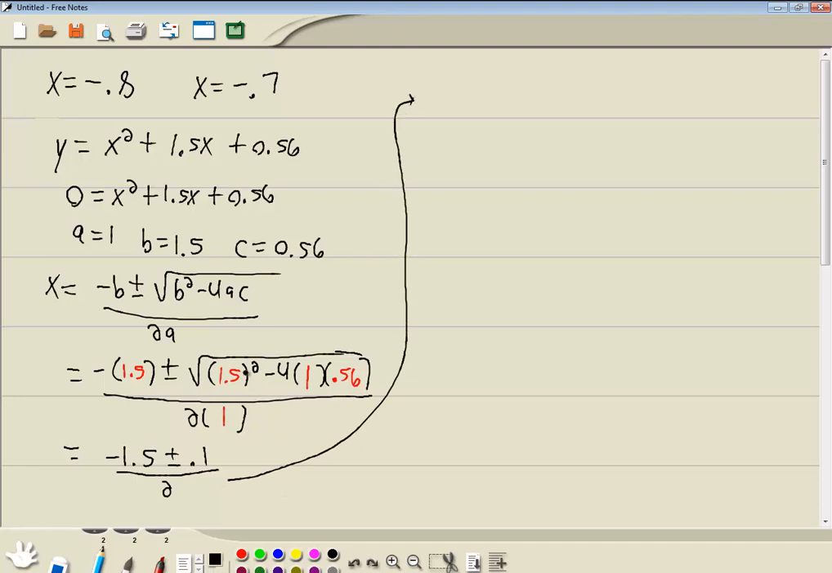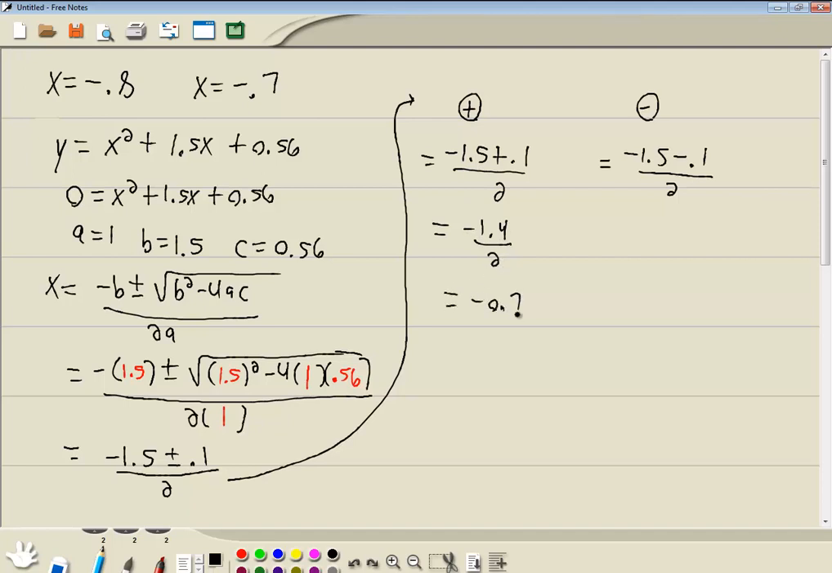Now, since our radical disappeared, then we want to split it up into a plus version and a minus version. Because what that's saying is negative 1.5 plus 0.1 over 2, and negative 1.5 minus 0.1 over 2. I'm not very good at decimals, so let's see how I do on this. That's negative 1.4 divided by 2, which gives us negative 0.7. Looks familiar, doesn't it? That's our first answer.